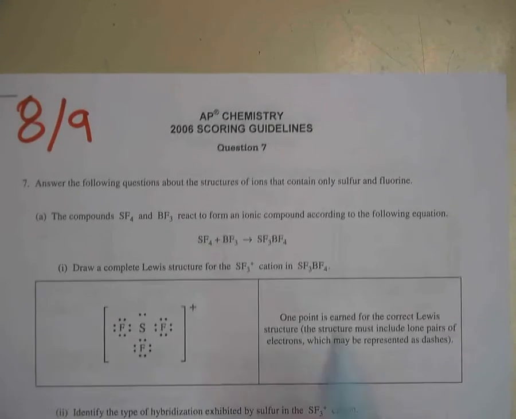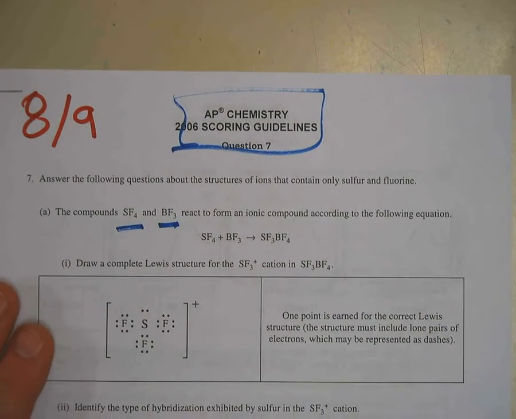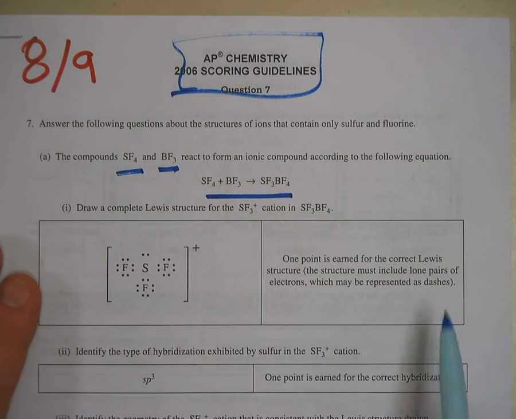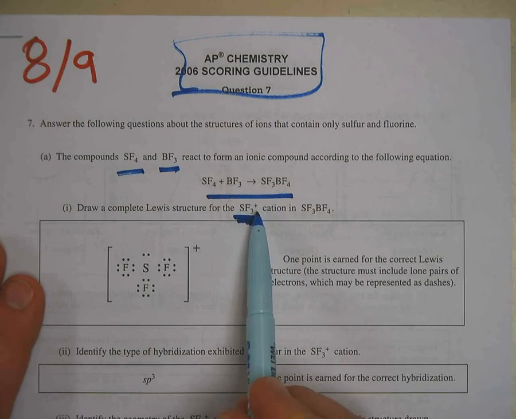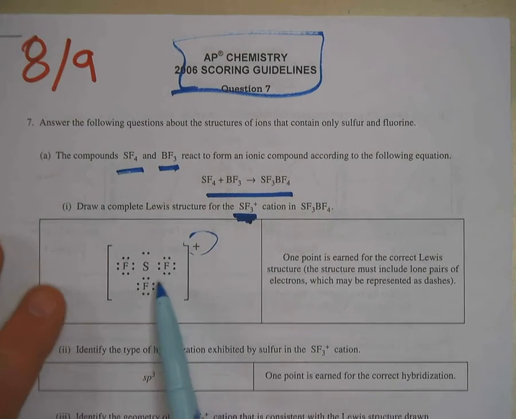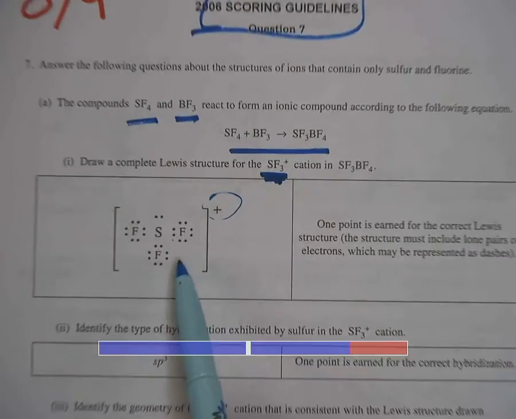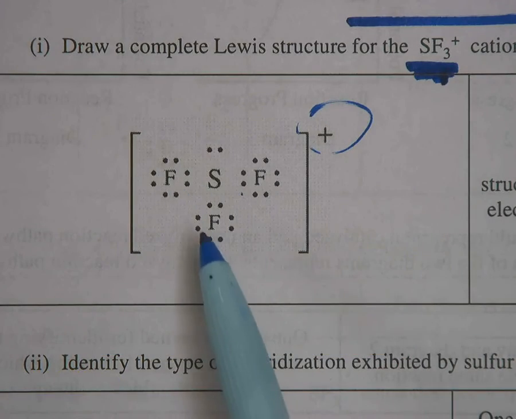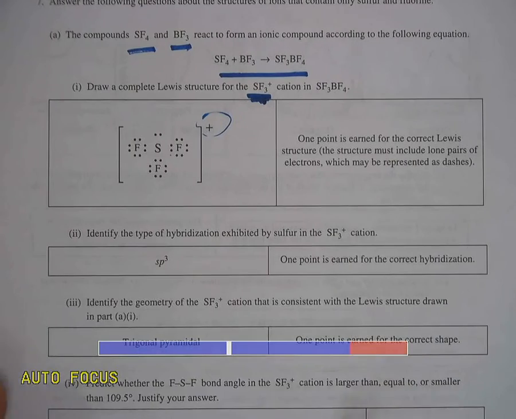Last one, 2006, question 7. Compounds SF4 and BF3 react to form an ionic compound according to the equation below. Really nice reaction right there. Draw the Lewis structure for SF3+. Notice they put the plus outside here, and notice they just use dots there. They don't put the dashes. You can put the dashes between the S and the F's. They just left the dots, I think, because it's easy to print, and that's another possible way.